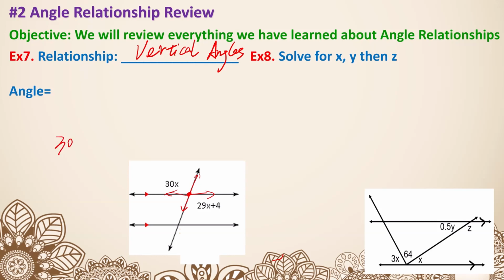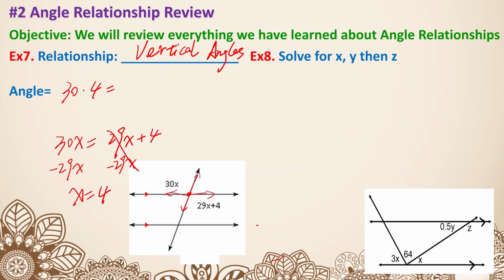Let's set them equal to each other. 30x equals 29x plus 4. Just need to move the x over. x equals 4. But the question is asking for the angle, so 30 times 4. The angle is 120 degrees.